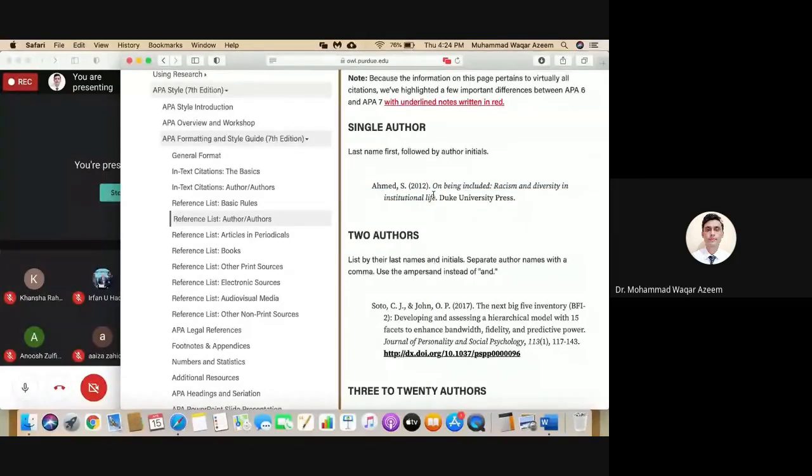There is a period after that, Duke University Press. This is the publisher. Okay, we will learn more about this later on. But this is just a real life example of how we write the name of the source, the name of the author of the source, right?